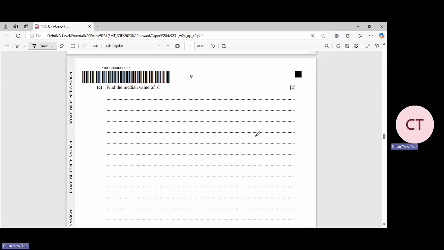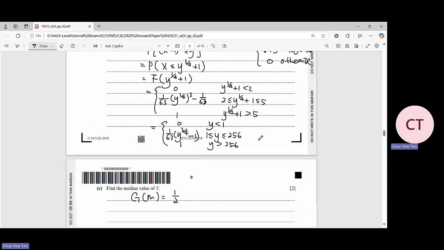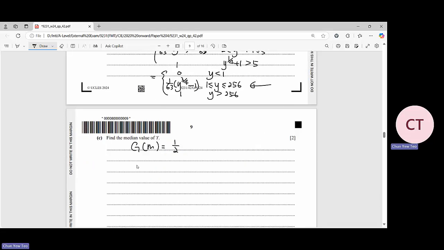Still have 4C. Find the median of Y. To find the median of Y means we want to look for this, which will give you the answer as a half. So we just need to put into this function: 1 over 63 times (m to the power 3 over 4 minus 1) is equal to a half. What you need to do now is just solve it. If you solve this, you will get m equals (63 over 2 plus 1) to the power of 4 over 3. Just press a calculator, you get 103.67.